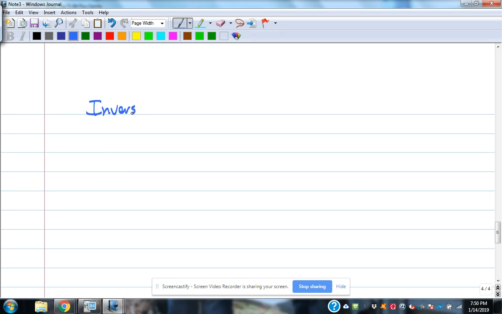Inverses reflect across the y equals x line.